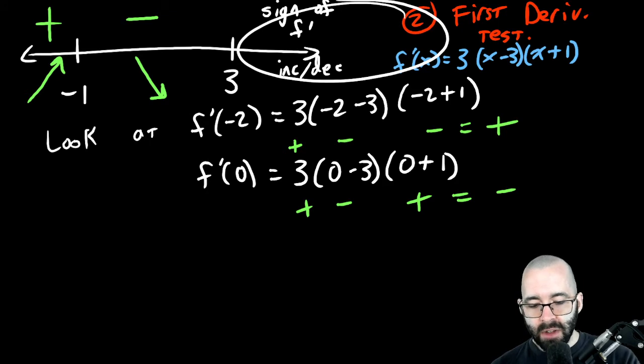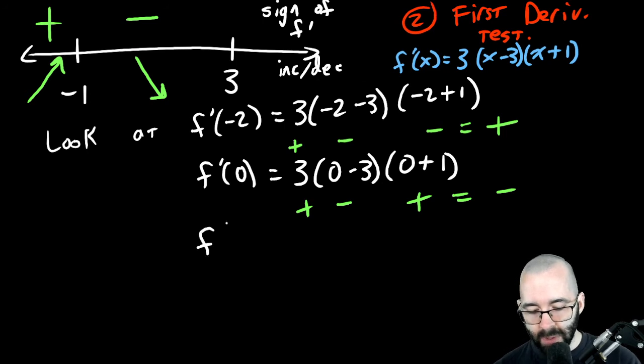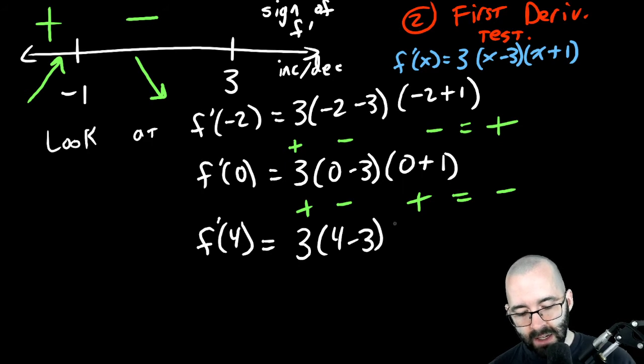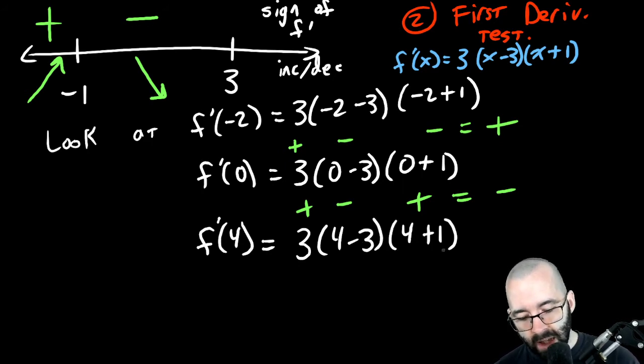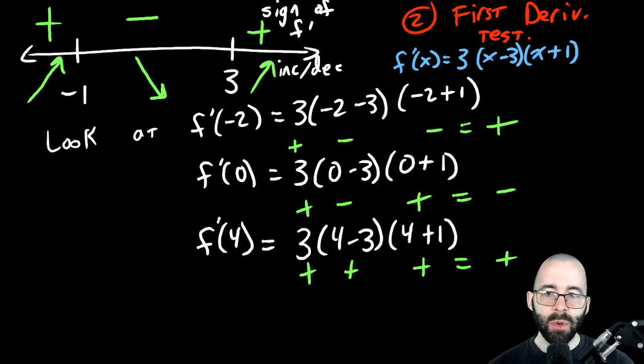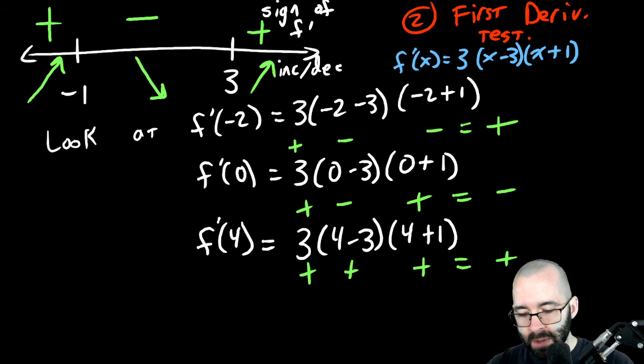Could be 4, could be 5, could be 3.2, could be pi, could be a billion. Pick something in that interval. I'll pick something easy like 4. And that's going to give us this. And again, you don't actually have to plug this in. Just look at this: a positive times a positive times a positive. That's going to be a positive. It's increasing everywhere on this interval from 3 to infinity. The function is increasing. So that gives us all the information that we need. And that's how we'll express our answer.